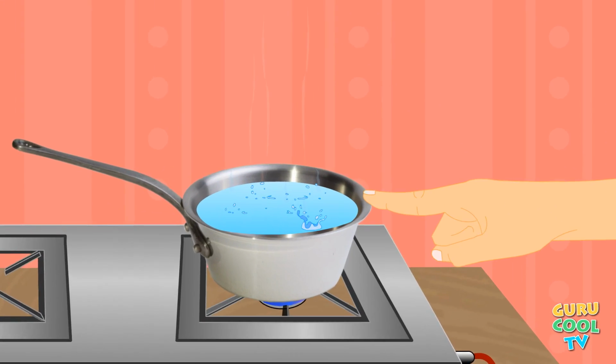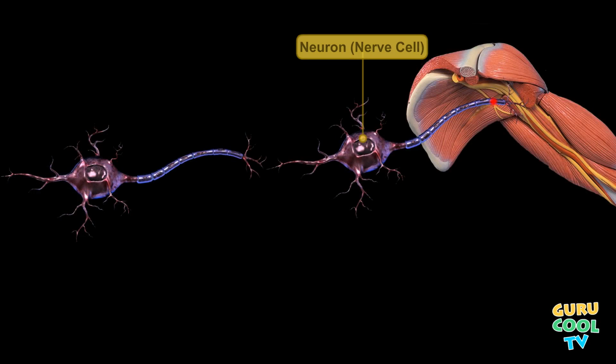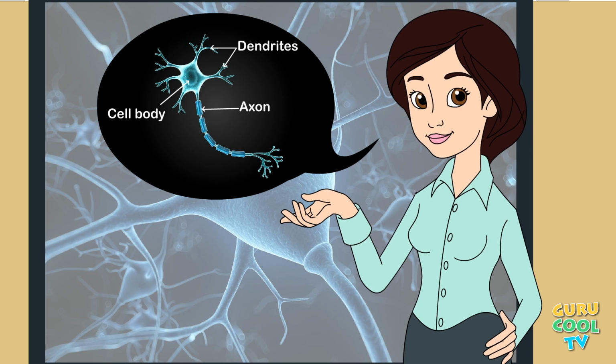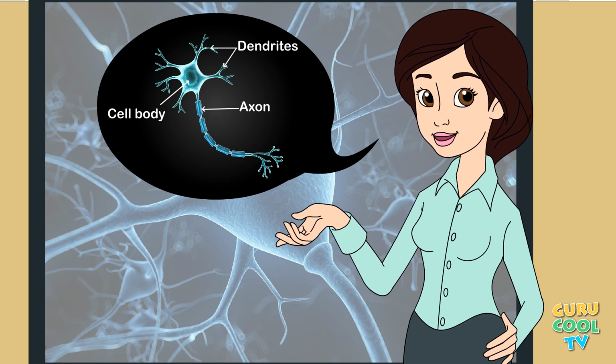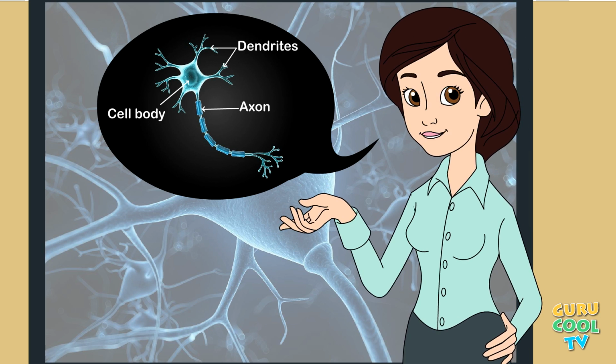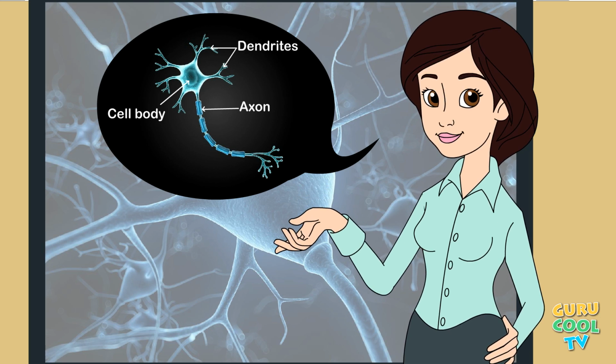When you touched the vessel, each neuron, that is, the nerve cell, received an impulse and passed it on to the next neuron. A neuron comprises the dendrites, the cell body, and the axon. I know the terms are new and difficult to understand. Kids, let's understand these in simpler words.